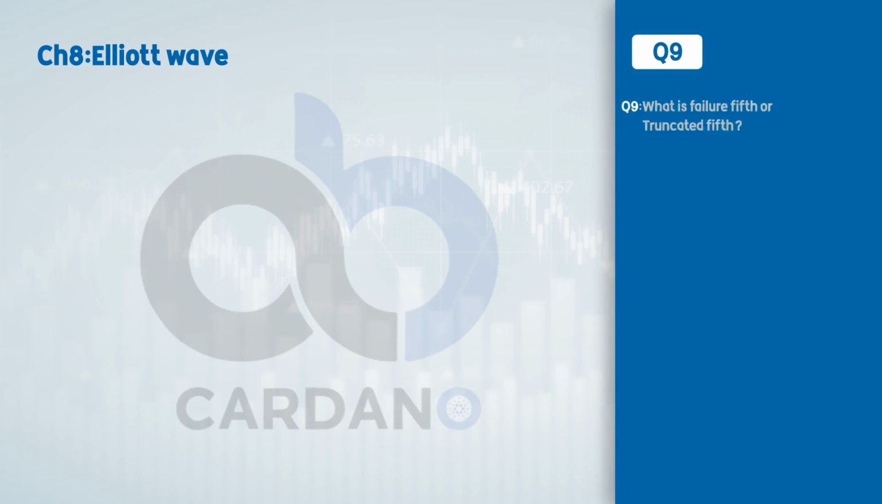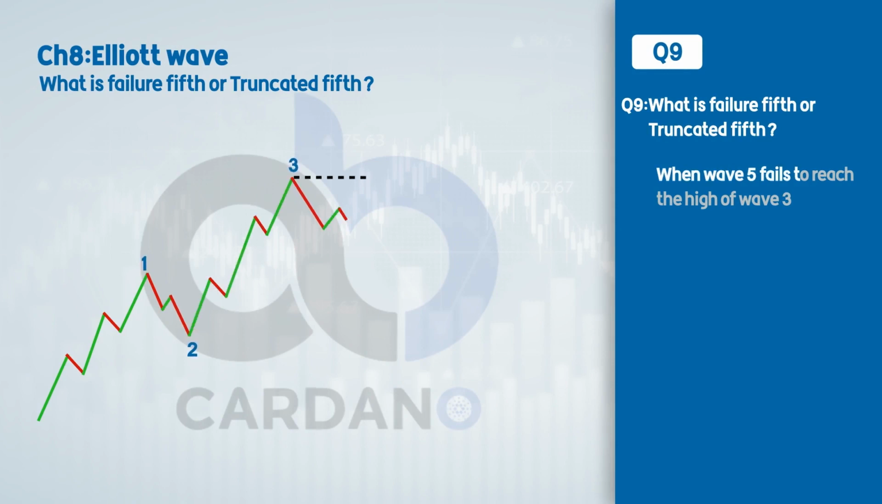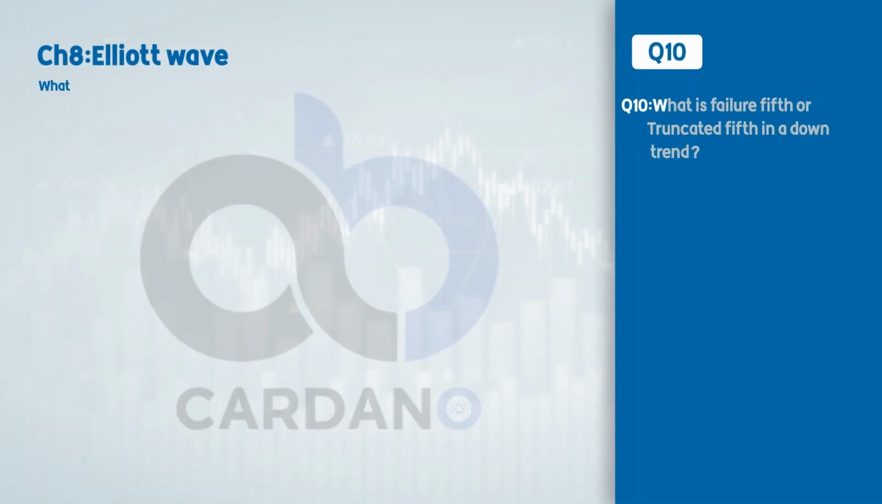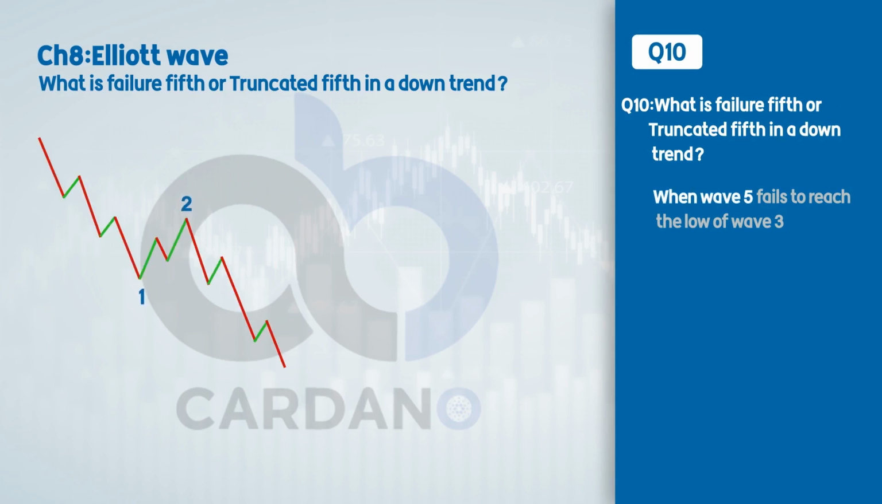Question number 9. What is failure fifth or truncated fifth? The answer is when Wave 5 fails to reach the high of Wave 3. Question number 10. What is failure fifth or truncated fifth in a downtrend? The answer is when Wave 5 fails to reach the low of Wave 3.